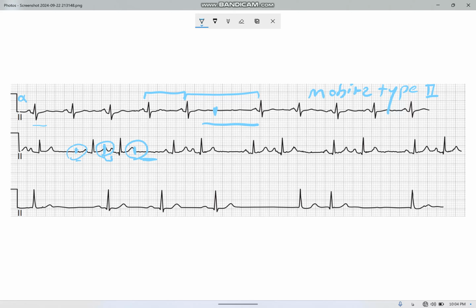On the bottom, you see 3 beats which are sinus in rhythm, and after that there are no P waves, and the junctional escape rhythm is seen. Sinus arrest or third degree SA block are possible diagnoses.